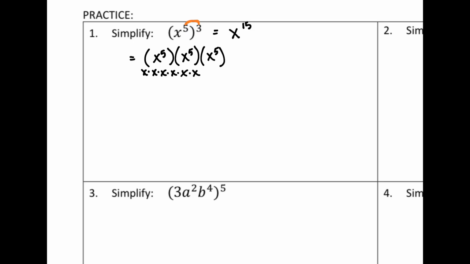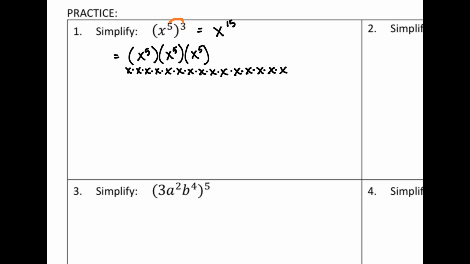So now I'm on this one. 1, 2, 3, 4, 5. Now I'm on this one. 1, 2, 3, 4, 5. And how many are there total? 15. So much easier to know the rule that you just multiply these two together and you get 15.